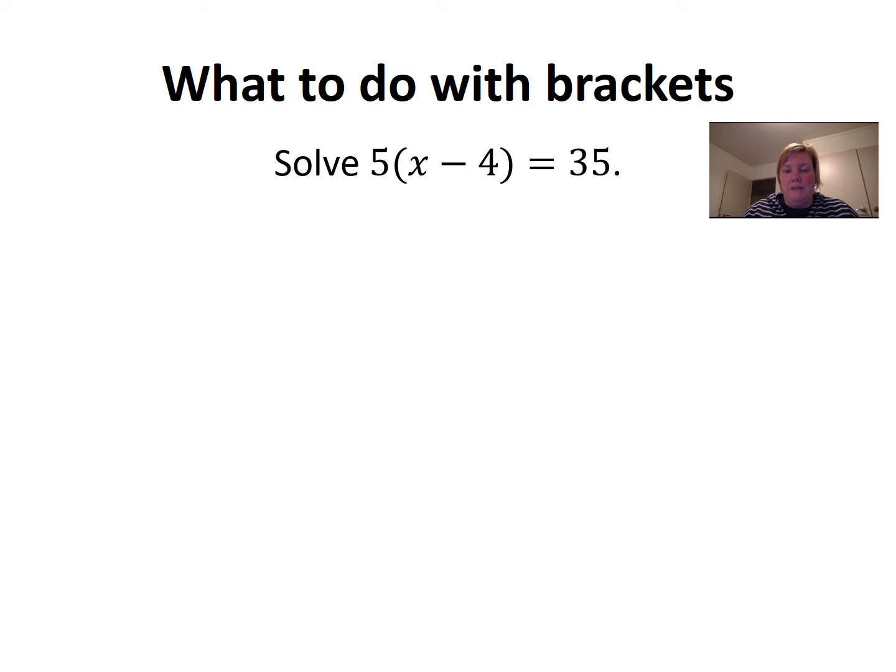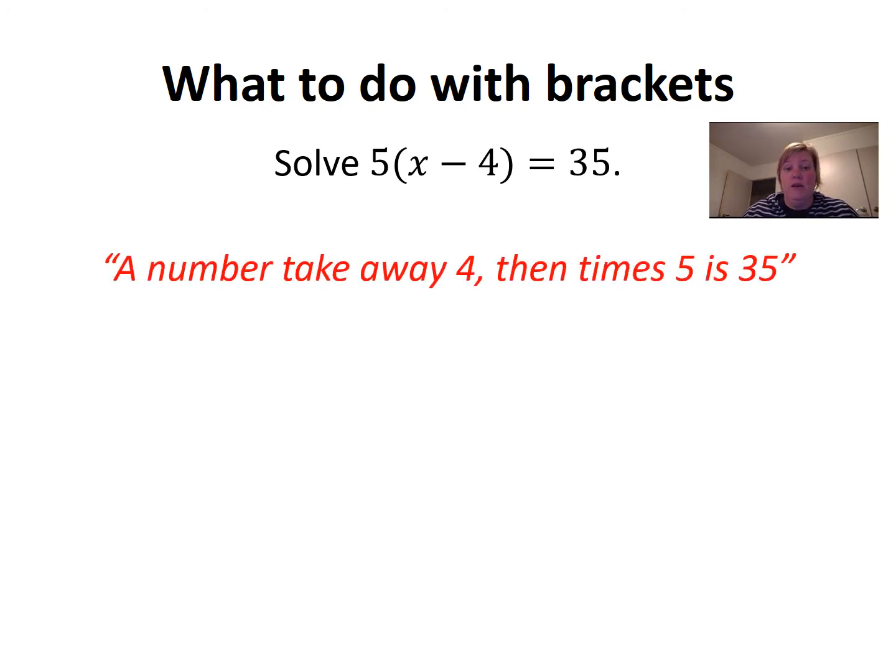Well, don't panic. There are 2 ways to do brackets. You can expand it if you want. That will work. So if you expanded this, this would look like 5x minus 20 equals 35, and then you could carry on solving it. But another way to do it is to use my hand again. So this is a number, take away 4, then times 5 is 35.